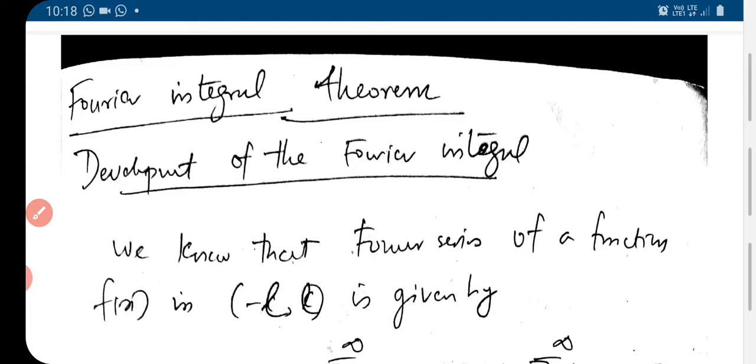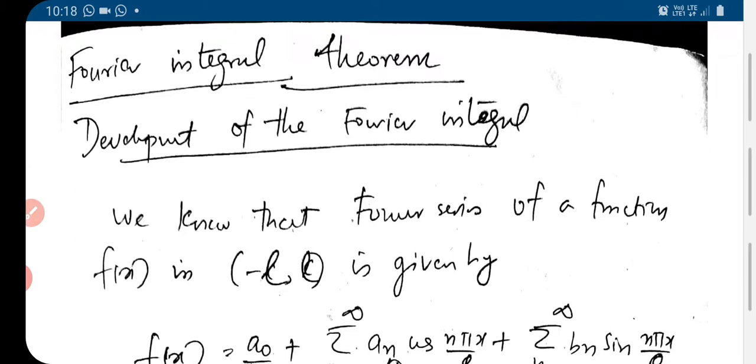Now let's look at the Fourier integral theorem. First of all, we develop the Fourier integral. The Fourier integral is obtained from the Fourier series that we learned in the previous classes.